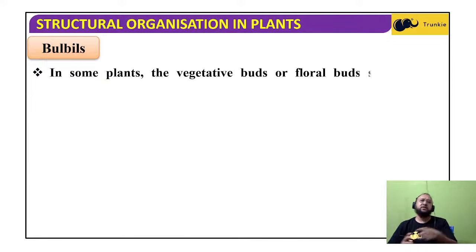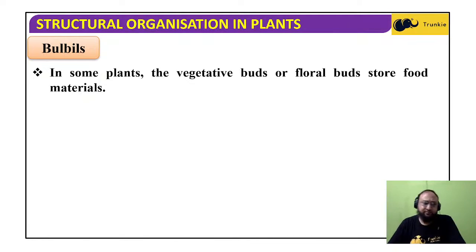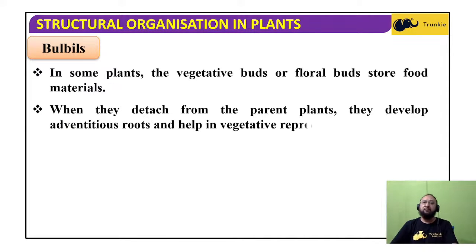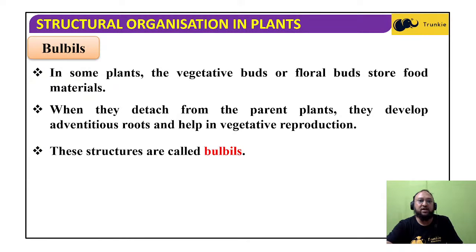Now in case of bulbils, in some plants, vegetative buds or floral buds store food materials. Vegetative buds means buds that will grow into a whole plant body. Floral buds will grow into a flower, the initial stage of the flower. When they detach from the parent plant, they develop adventitious roots and help in vegetative propagation. So when these bulbils detach from the parent body, they develop adventitious roots into the ground, and then they form an individual plant body. This is called vegetative propagation. These structures are called bulbils.